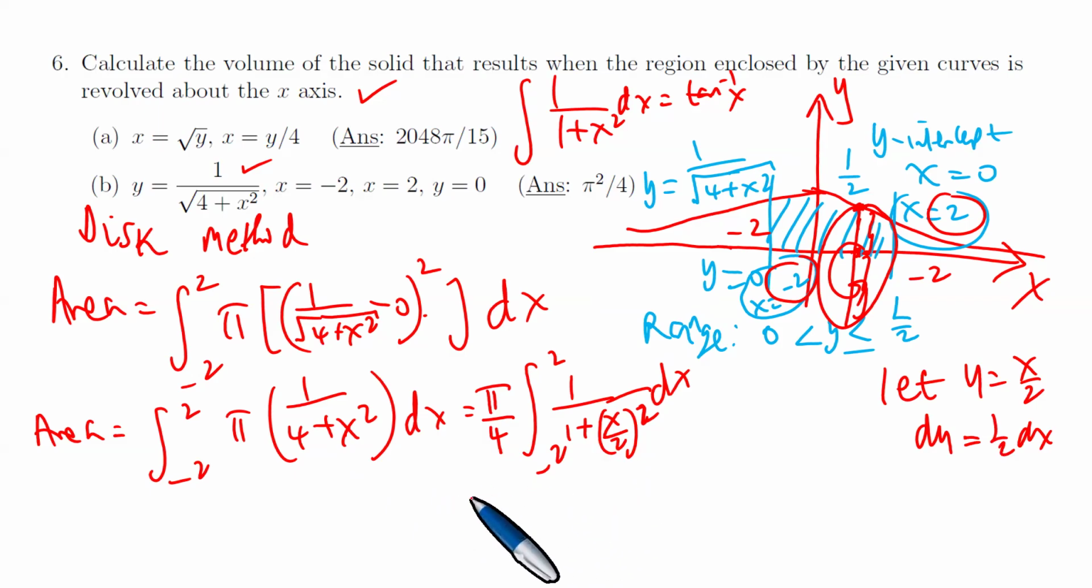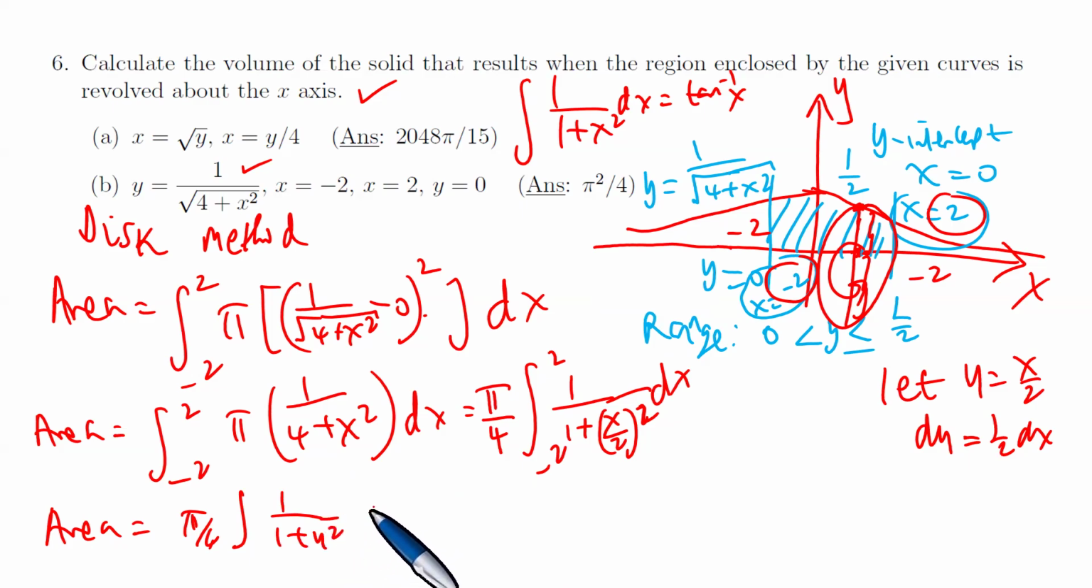Okay, so now the area becomes pi over 4 times the integral of 1 over 1 plus u squared. What is dx? It's 2 du. So you integrate from minus 1 to 1, pi out of 4, and then there's a 2 here.